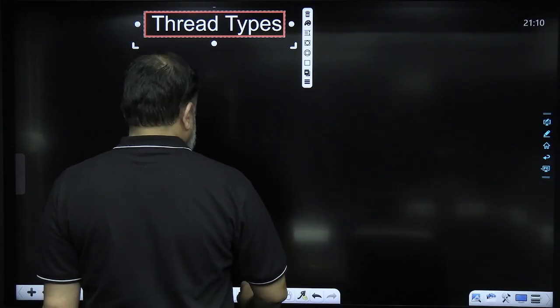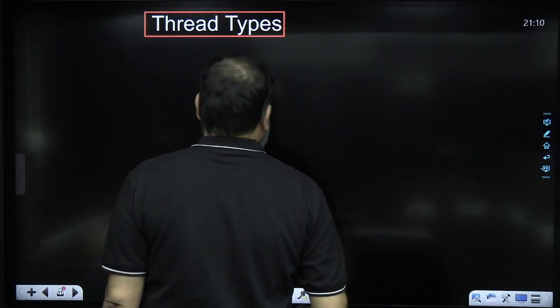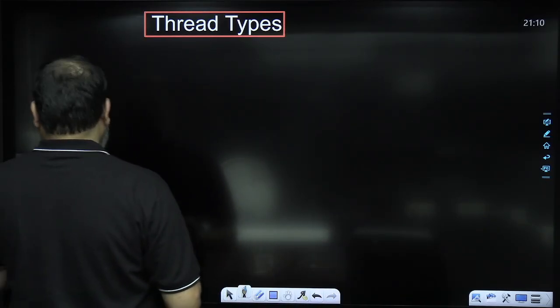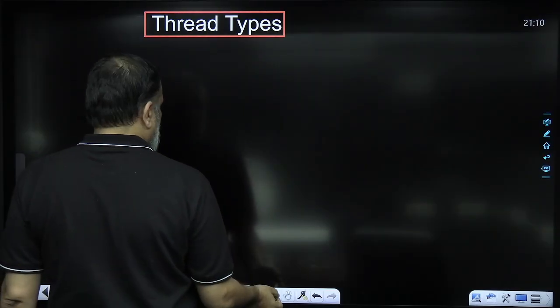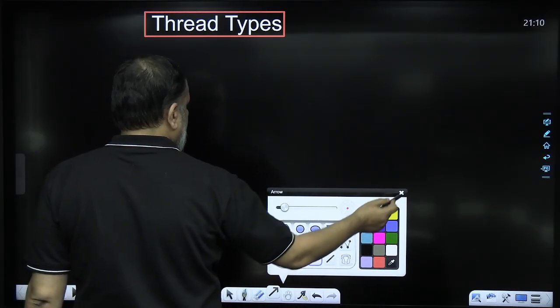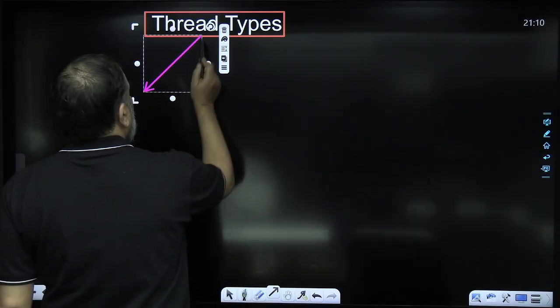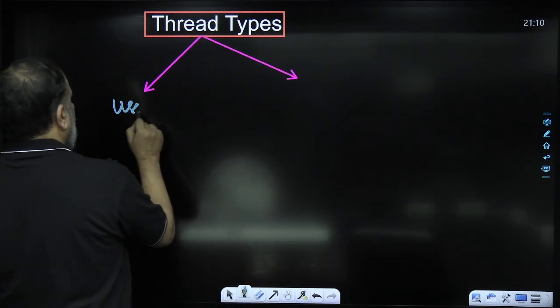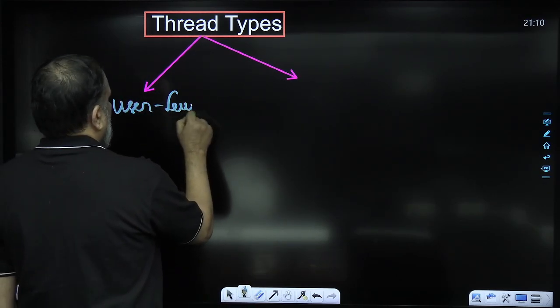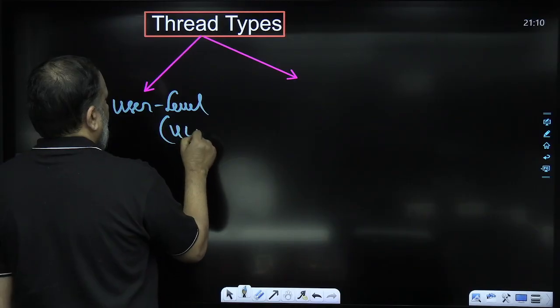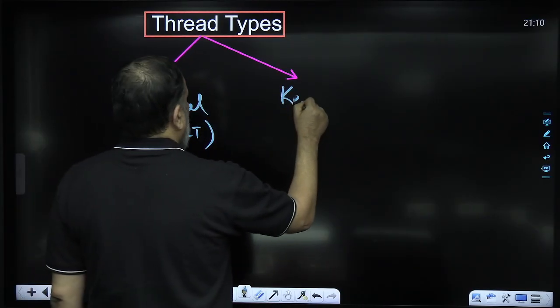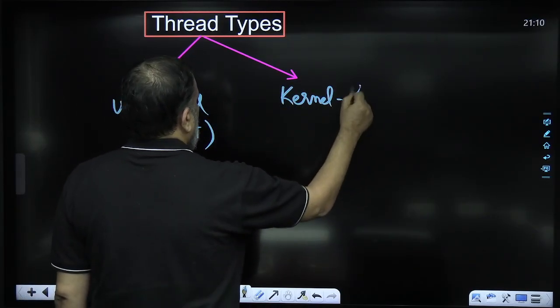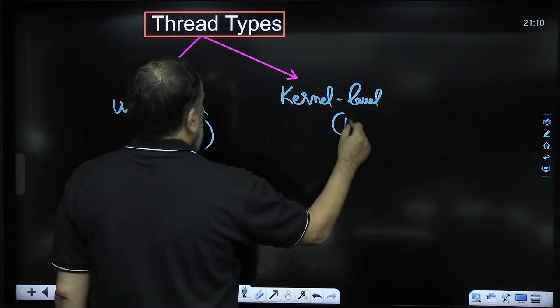Thread types. So essentially there are two types of threads. User level, which I will call ULT in short, and kernel level, which we'll write as KLT in short.